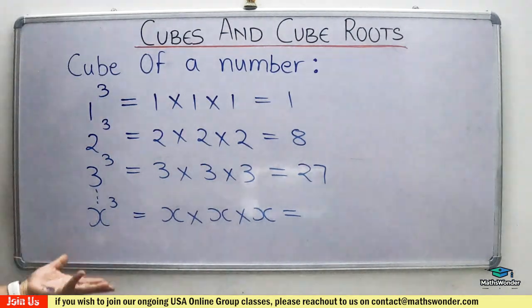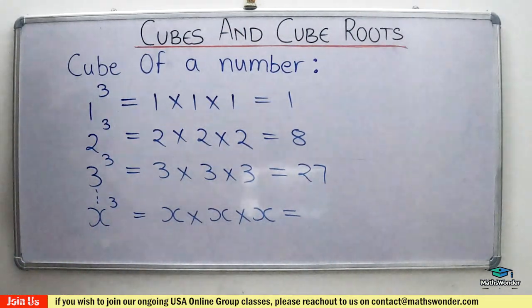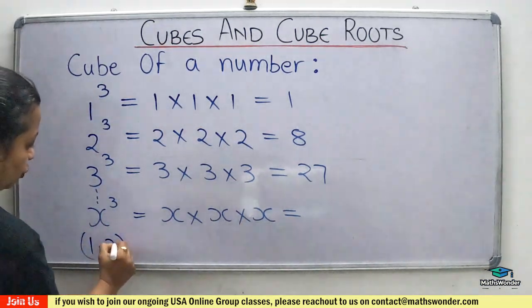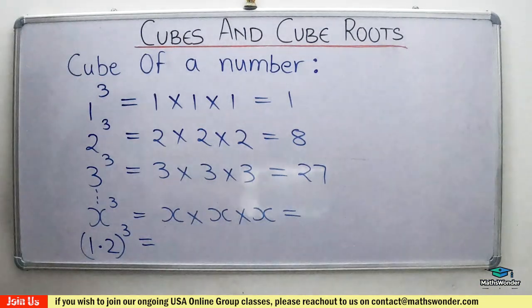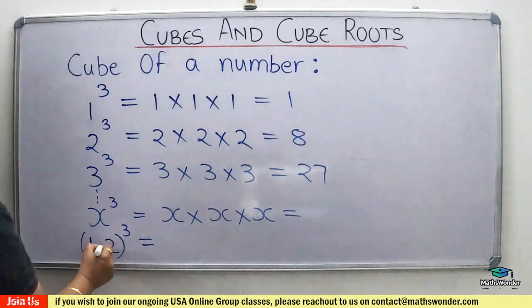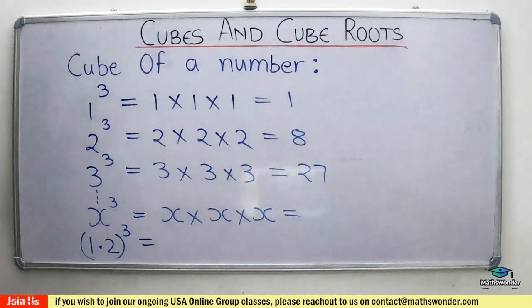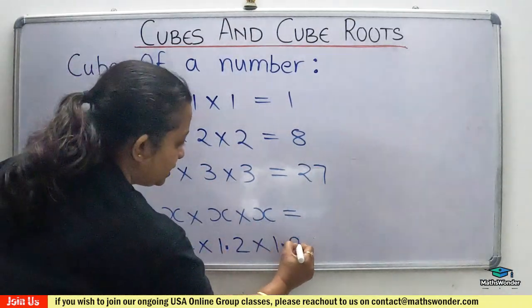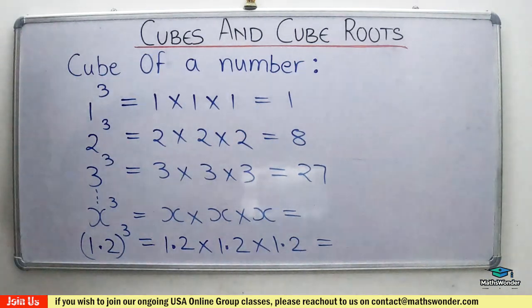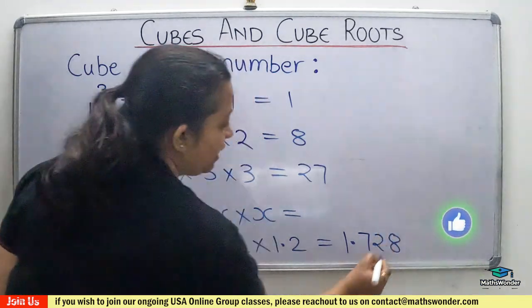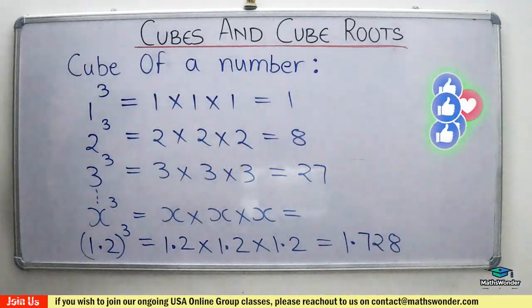Same thing you will see in decimals, fractions, rational numbers. Suppose your question is 1.2 whole cube. Always remember, whenever we have a number in decimal or fraction, always use parentheses to avoid confusion. So 1.2 whole cube, how will you write it? 1.2 times 1.2 times 1.2. So x you can replace with any number. The answer will be 1.728, where you multiply 1.2 three times.